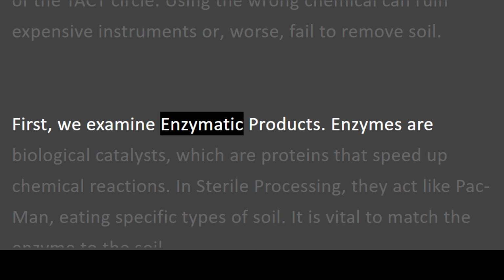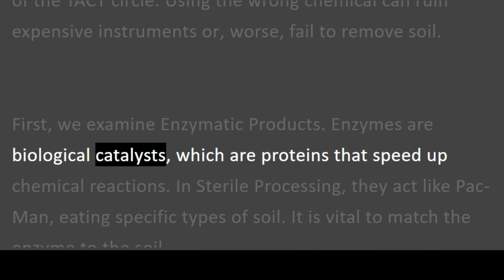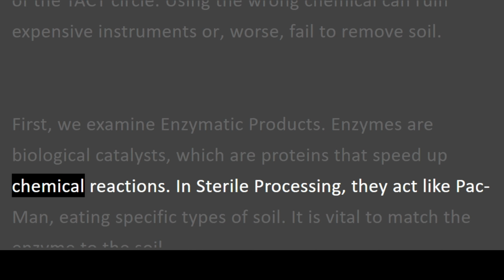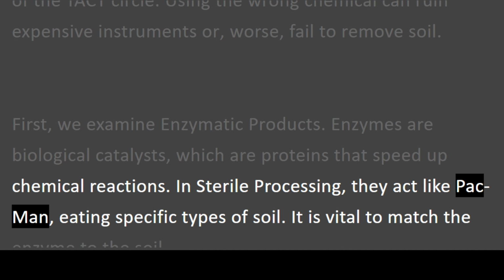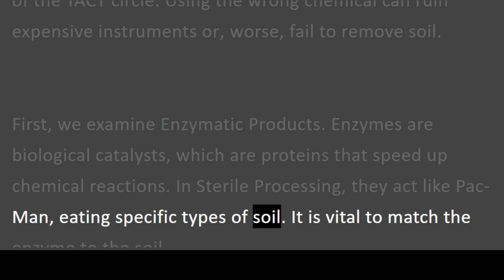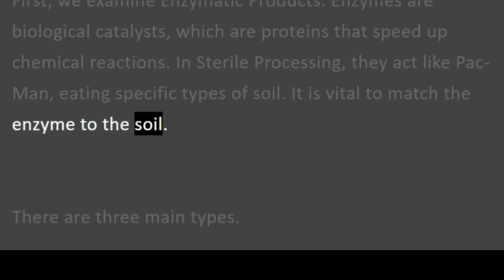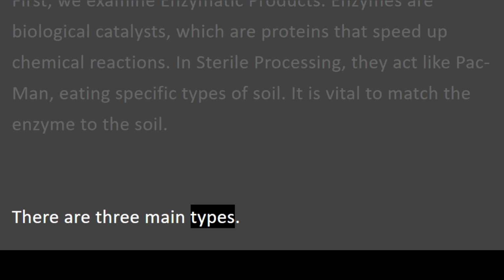First, we examine enzymatic products. Enzymes are biological catalysts, which are proteins that speed up chemical reactions. In sterile processing, they act like Pac-Man, eating specific types of soil. It is vital to match the enzyme to the soil. There are 3 main types.